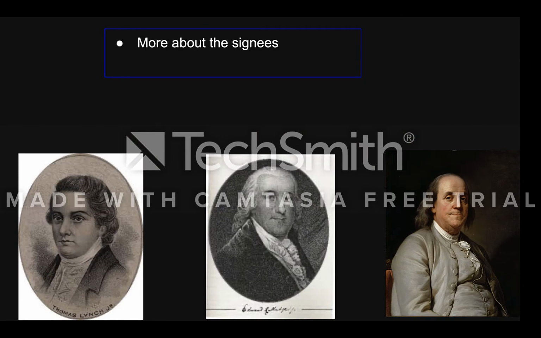More about the signees. Benjamin Franklin was the oldest to sign the Declaration of Independence, and he was 70 years old. Two of the younger people to sign were Thomas Lynch and Edward Rutledge, at the age of 26. In these pictures, from left to right, you have Thomas Lynch, Edward Rutledge, and Benjamin Franklin.